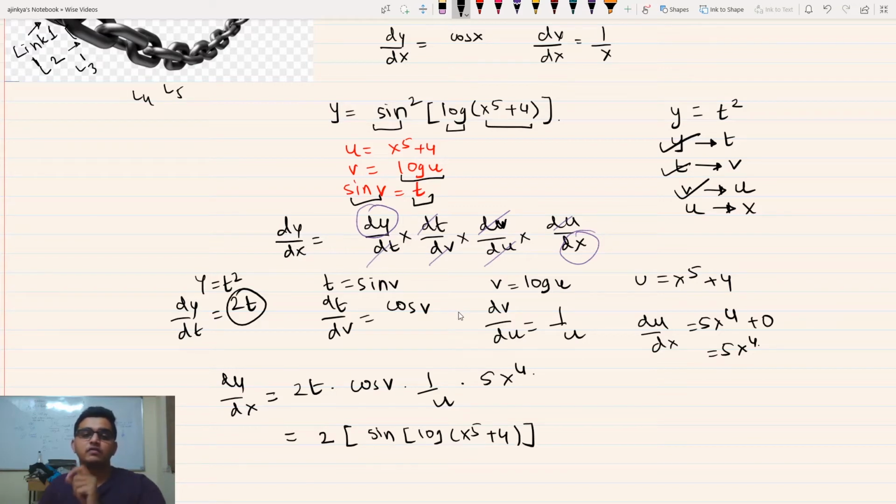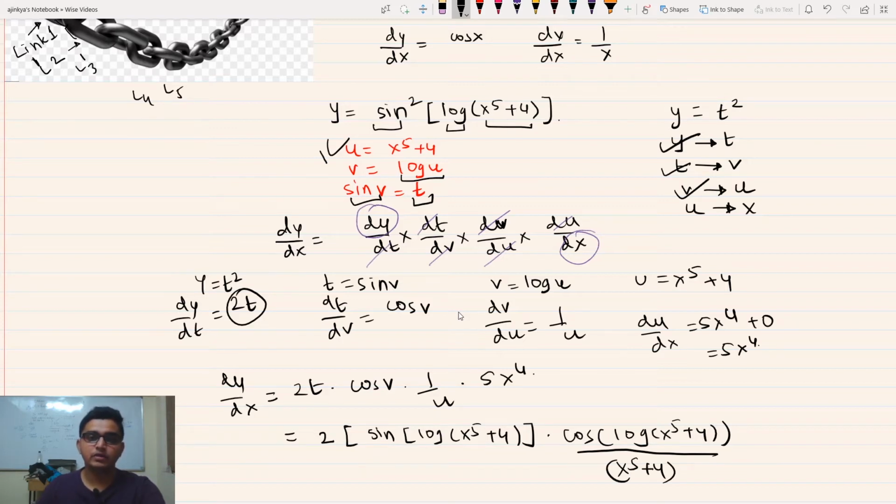Immediately we have the first term. What is cos of v? So cos of v will be, v is nothing but log of u, or log of x raised to 5 plus 4. So it will be cos of log of x raised to 5 plus 4. Then we have 1 upon u. So u can be stated as 1 divided by x raised to 5 plus 4, since we have the u value over here, right? And then it states 5x raised to 4.